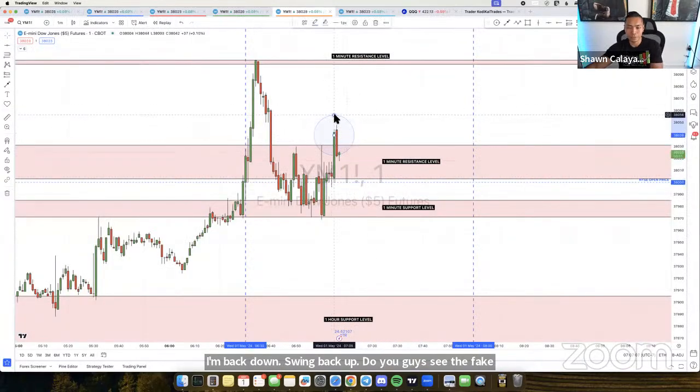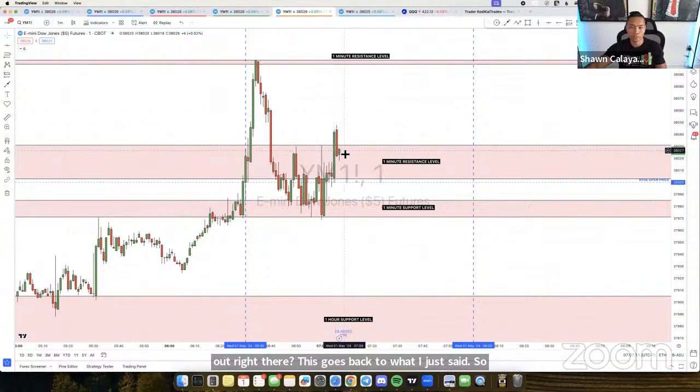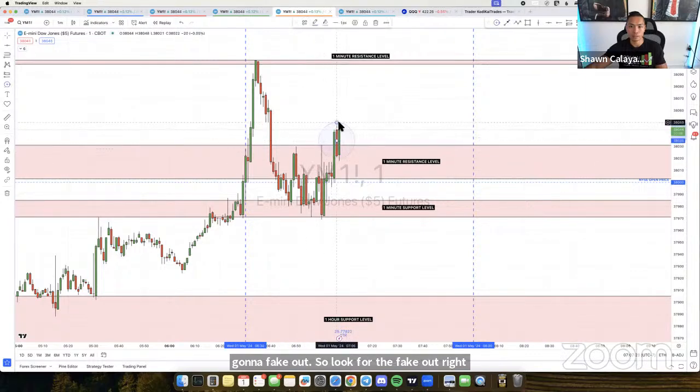This goes back to what I just said. If you're a support resistance trader or a break and retest trader, this is where you're going to get screwed a lot, because it's not actually break and retesting. It's consolidating within this area and probably going to fake out. So look for the fake out. Right here, price still has a possibility of faking out, or it can also break up above. Right now it's within this middle area. Look for two things: look for the continuation or look for the fake out.